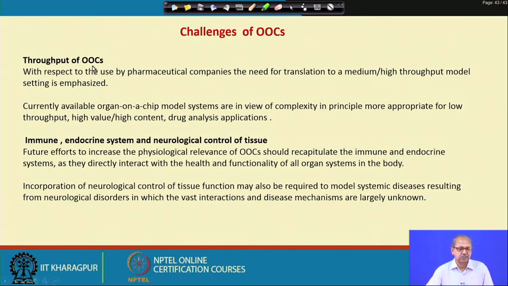Then the throughput of organ on chips. Right now, the throughput of available organ on chips is not as high as pharmaceutical companies want. So, high throughput organ on chips should be developed. And last of all, so far there are no organ on chips where the immune system, endocrine system and neurological systems are integrated, because we know that each and every organ has high level neurological control. So, that type of integration is necessary to mimic the real organ, which will mimic the in vivo physiology or in vivo system.